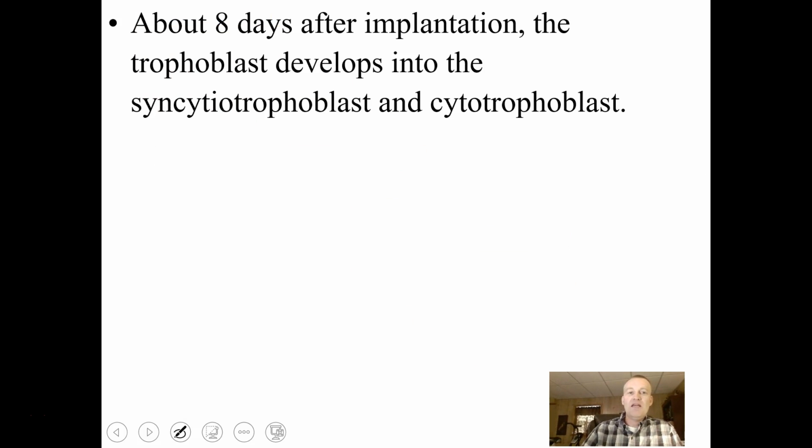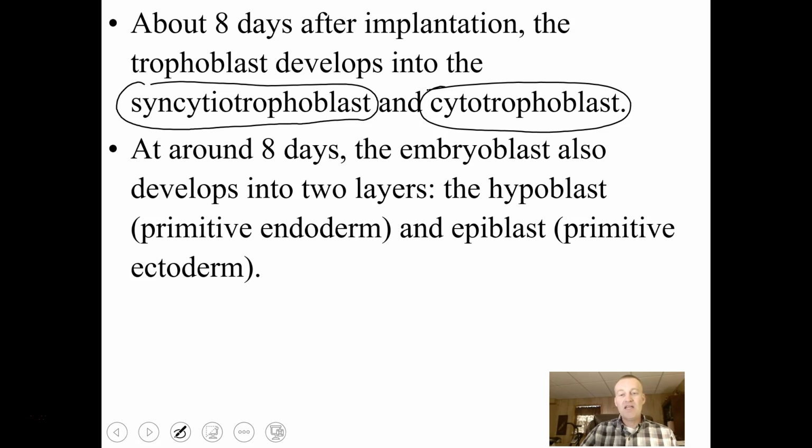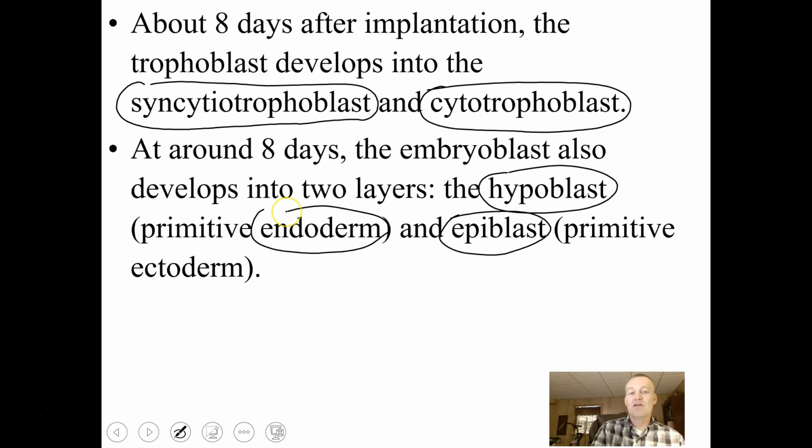So about 8 days after implantation, the trophoblast develops into several different structures, the syncytiotrophoblast and the cytotrophoblast. Around 8 days, the embryoblast also develops into 2 layers, the hypoblast and the epiblast. And what you'll see pretty soon is that embryos are going to be made of 3 layers of cells: endoderm, ectoderm, and mesoderm. The endoderm, ectoderm, and mesoderm will all become the organs that make up the human body. So from 3 layers of cells, all organs in the human body are made.